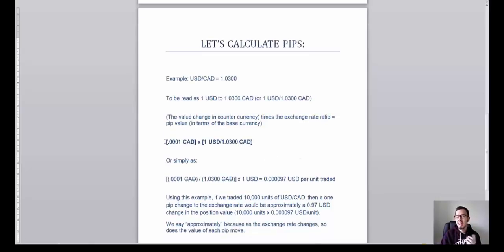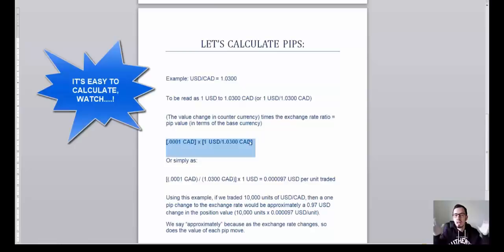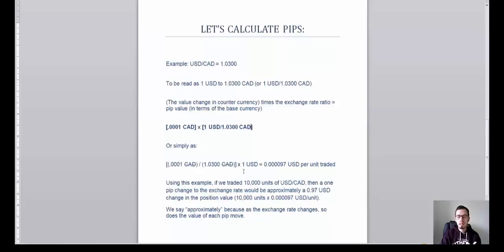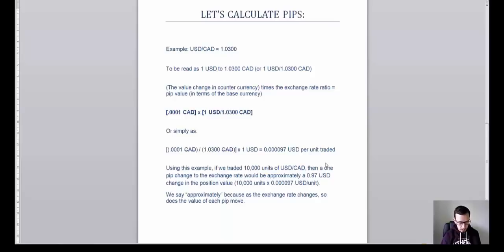The value change in the counter currency times the exchange rate ratio gives the pip value in terms of the base currency. Basically, so that you will not get confused, because usually when you read those books, they're just confusing. It's not that. It's really simple. Basically, we're going to divide one USD by the CAD ratio, which is 1 divided by 1.03. That's just going to give us a fraction.